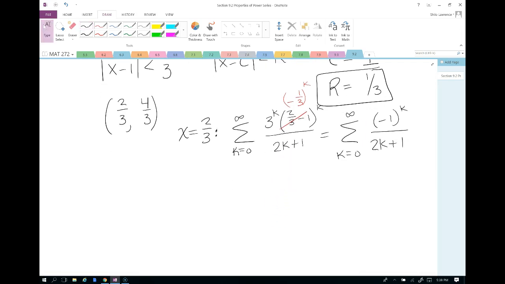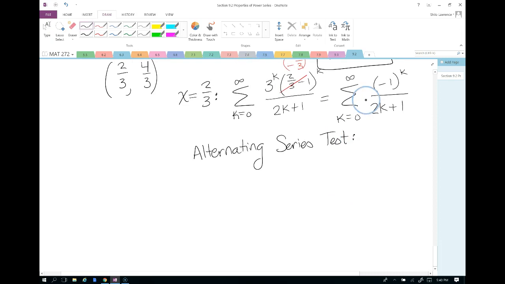So we've got to identify what kind of series it is. And there's potentially several different tests we could use on it. Because of that -1 to the k, I'm going to use the alternating series test. Now the alternating series test, we get to disregard the -1 piece. All that tells us is that this is an alternating series. So the a sub k is just 1 over 2k plus 1.